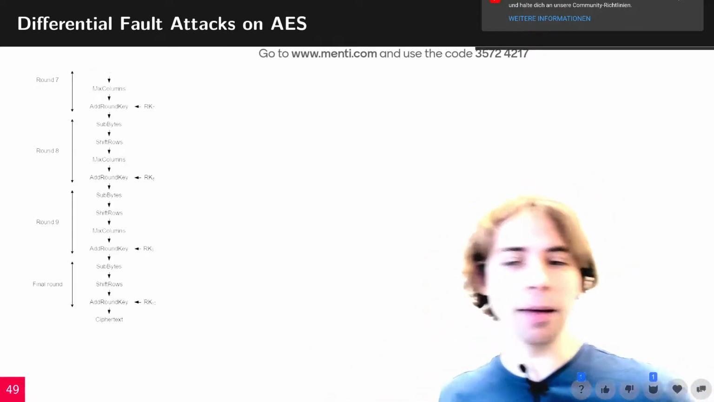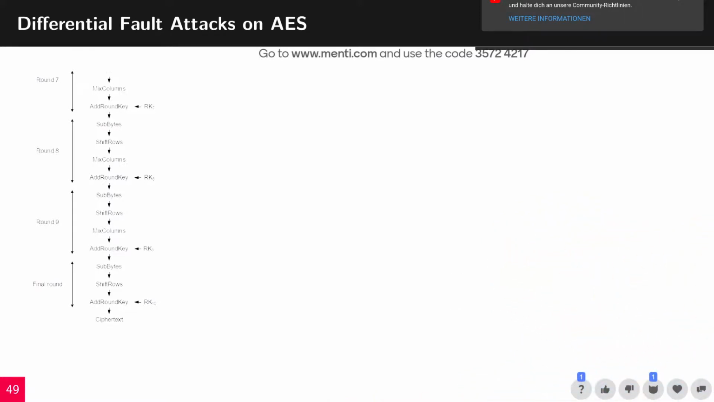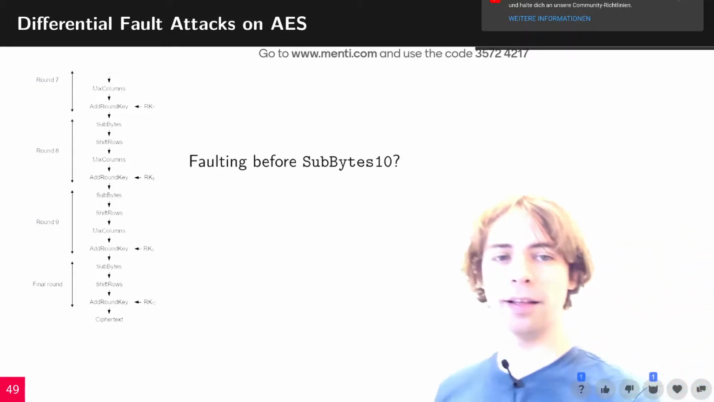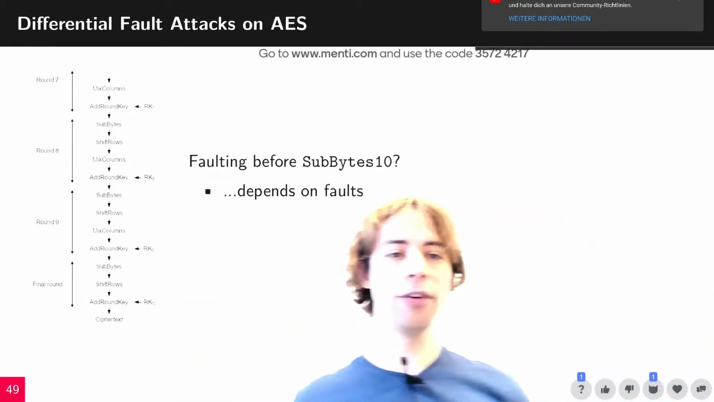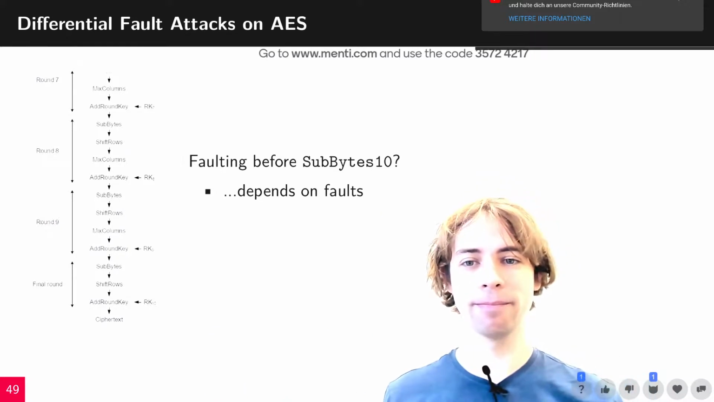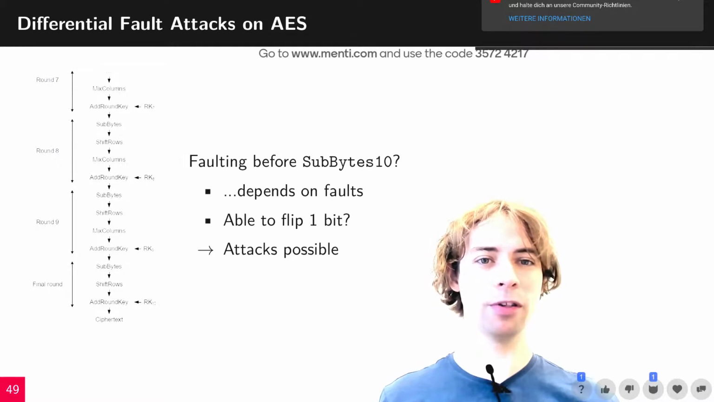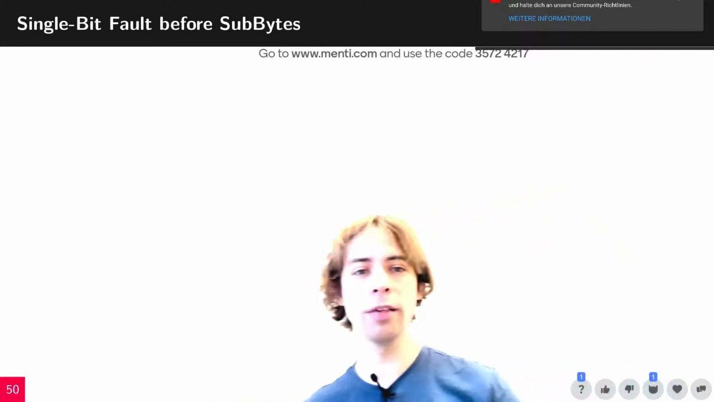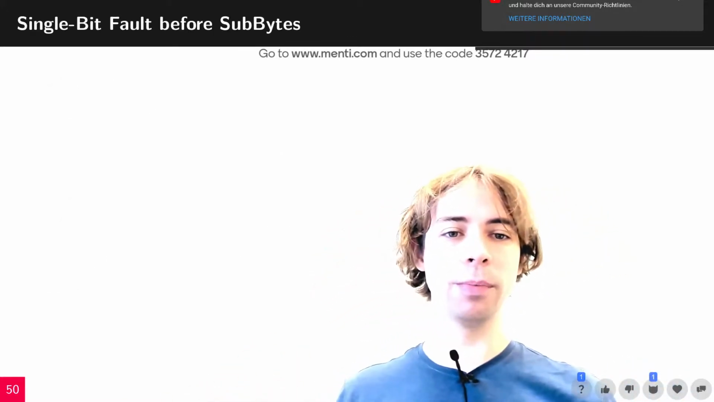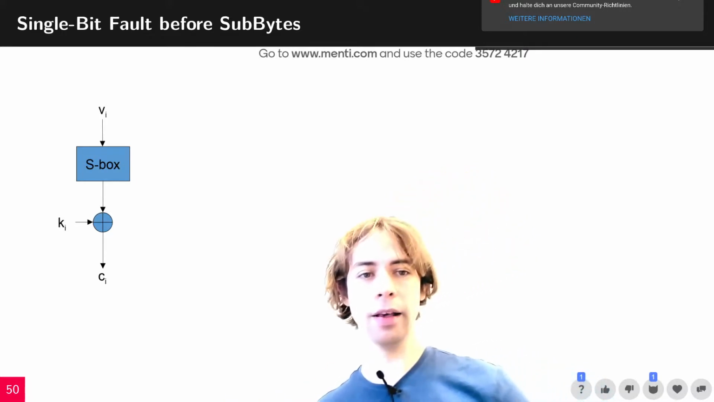So maybe we go one step further up. One step further up, it depends on the faults. Are we able to flip a single bit? Then attacks will be possible. So let's try to do that. We do a single bit fault before the subbytes in the last round.